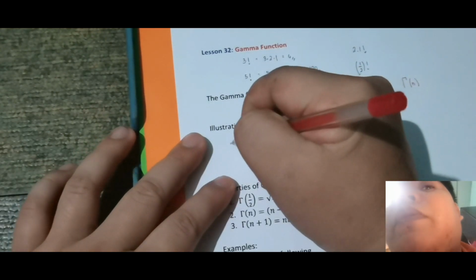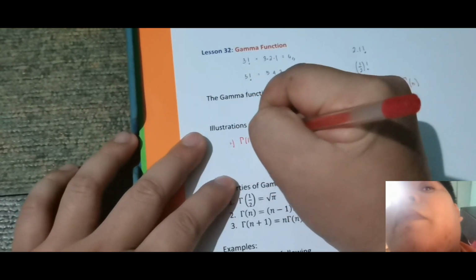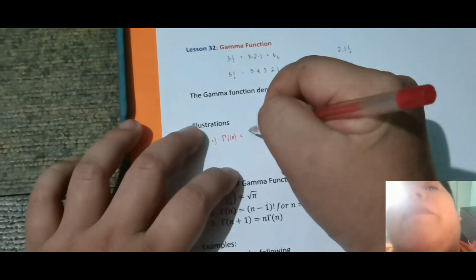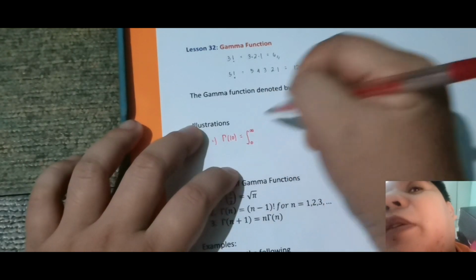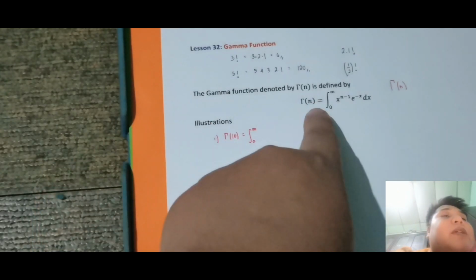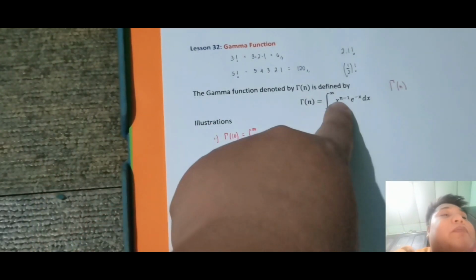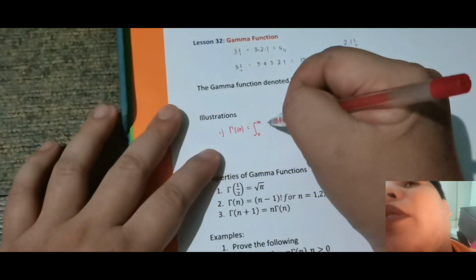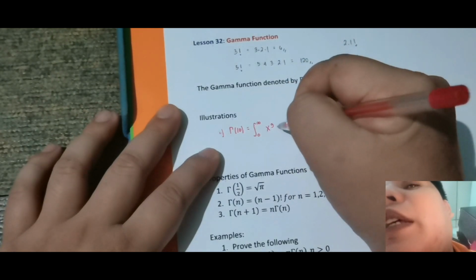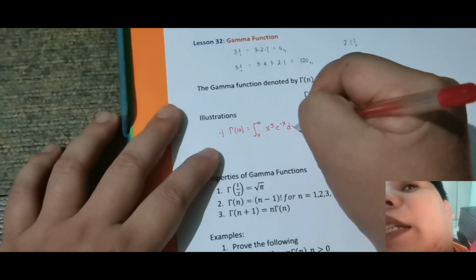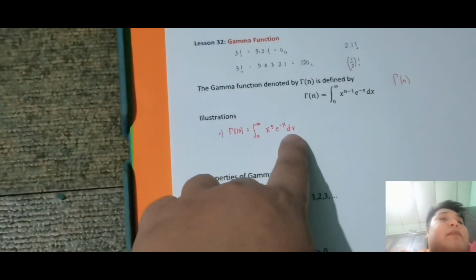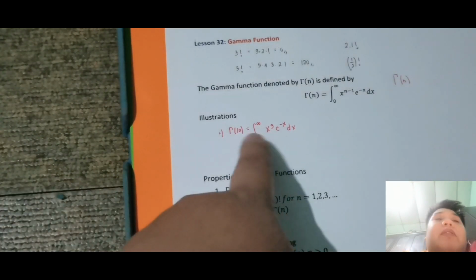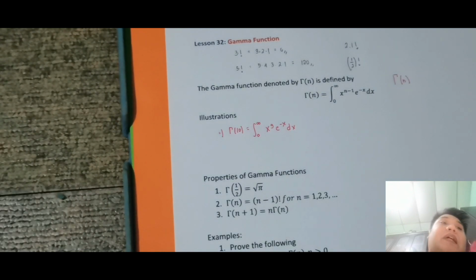So now, for illustration, magkaroon tayo ng example. For instance, number 1, let's have gamma of 10. What is gamma of 10 by definition of this? This is just simply integral from 0 up to infinity, tapos x raised to n minus 1. Kung papansinin mo, guys, kung 10 dito, ano siya sa loob? Siya ay 9, kasi n minus 1 na siya sa loob. So this is just x raised to 9, then e raised to negative x dx. Ganun kasimple. So ganun siya i-evaluate. Isi-solve pa namin yan later on, by IBP.